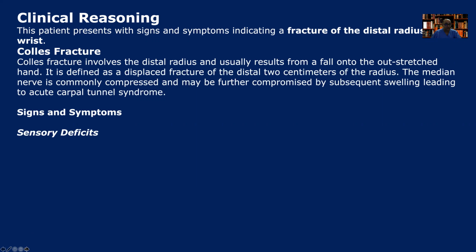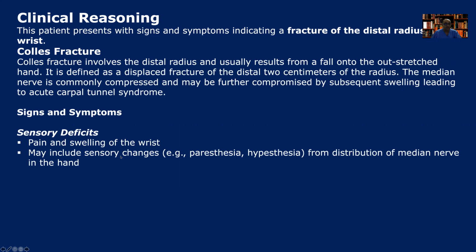There are losses if some nerve injury is there. What are the sensory losses? Pain and swelling of the wrist. So that is a sensory deficit. It may include sensory changes. And what are those sensory changes? Paresthesia, hypesthesia in the distribution of the median nerve in the hand. If the median nerve is damaged, there are chances of minimal sensation.